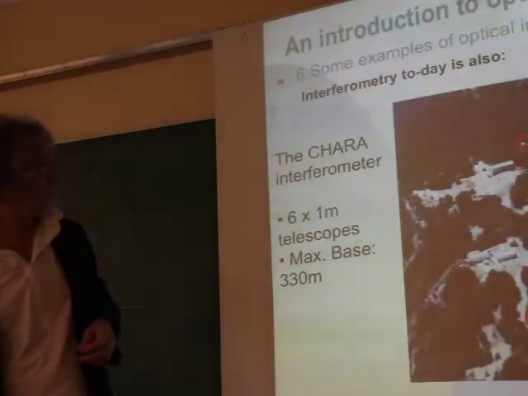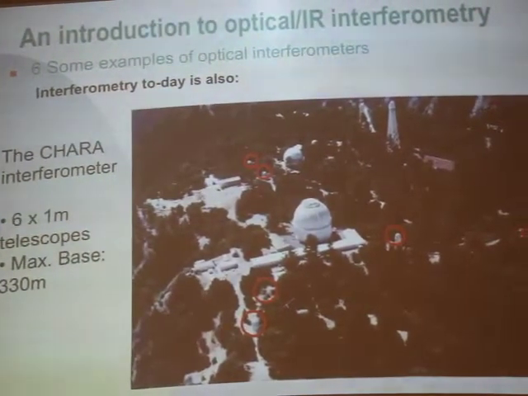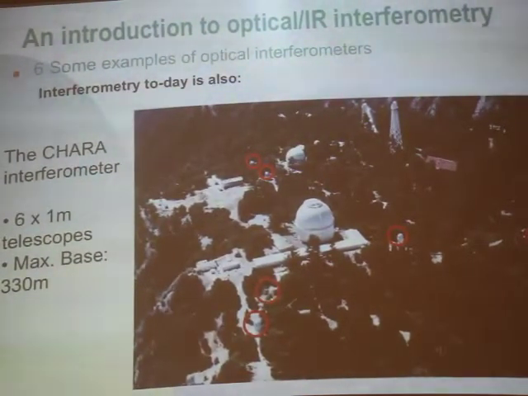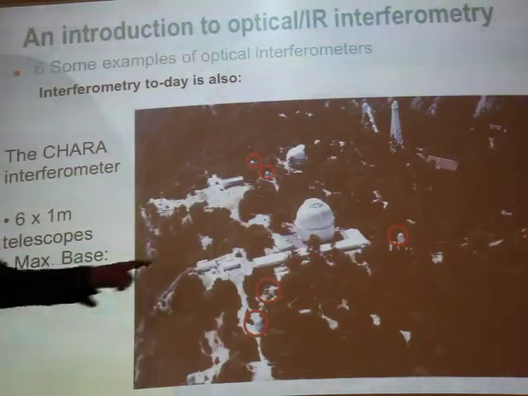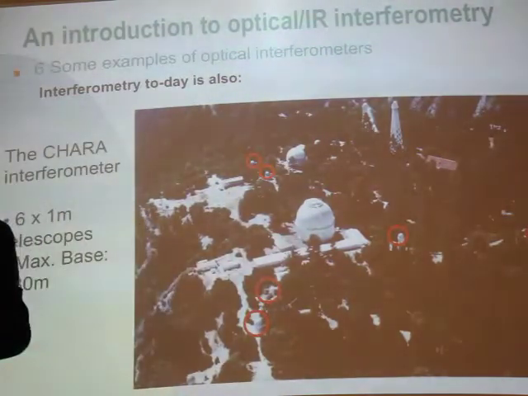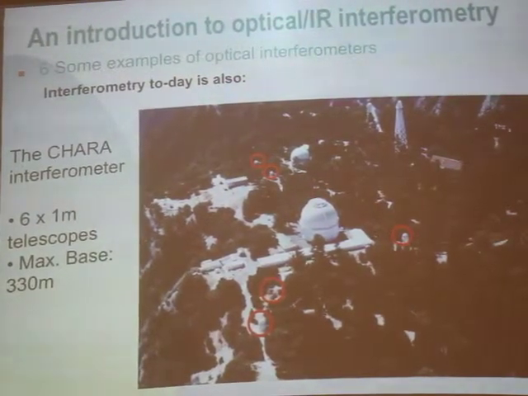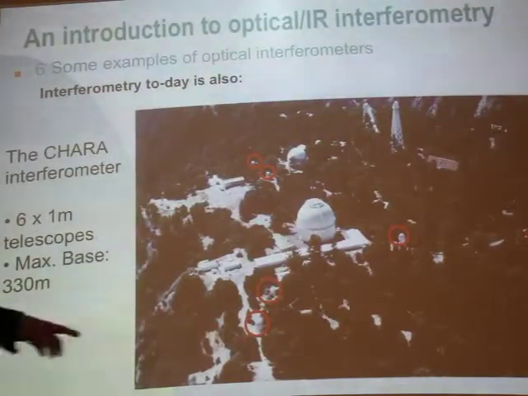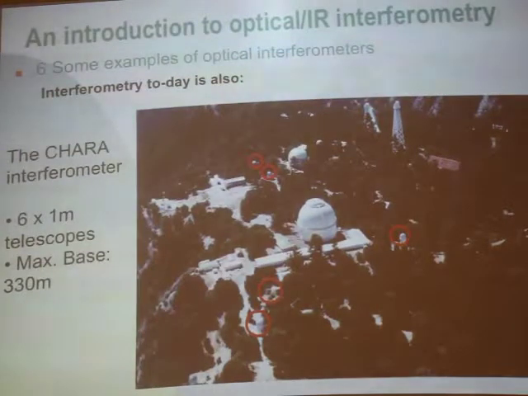Okay, now there are other examples of interferometers. This is the CHARA interferometer located on Mount Wilson, which is near Pasadena in California. And this was a 2.5 meter telescope used by Michelson, as a first interferometer, you remember, to resolve Alpha Orionis. And they decided to construct an interferometer there made of six telescopes.